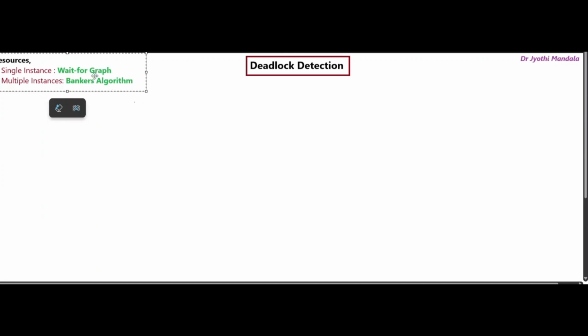So the approach is like this. If your resource is of single instance, then we need to use the wait-for graph approach to detect whether the system is in deadlock or not. If your resources are of multiple instances, then we need to use Banker's algorithm to detect whether your system is in deadlock or not. In this video, we will understand in detail the single instance approach, where we use the wait-for graph algorithm, which helps us in finding whether the system is in deadlock or not. So keep waiting, all of you.